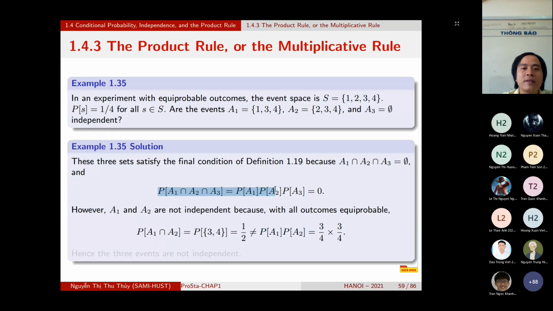But the interesting part is here. You see that the probability of the intersection of A1, A2, and A3 is equal to the product of P(A1), P(A2), and P(A3), and it is equal to 0. But the pair A1 and A2 are not independent.